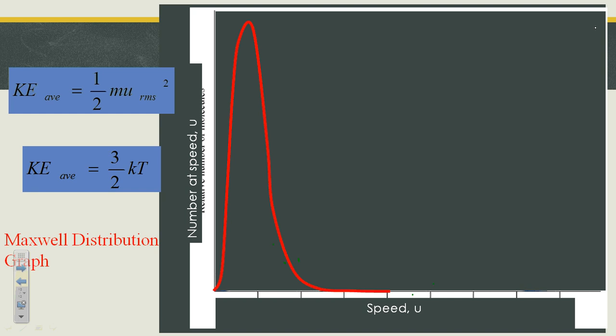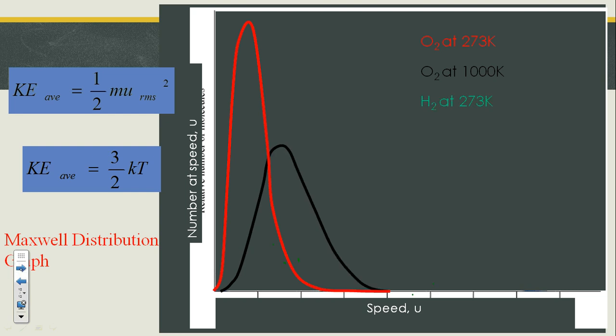All right, now let's look at some of this information. So this is oxygen at 273. Now, if you compare it to the graph of oxygen at 1000, you'll see that the graph is shifted to the right because with increase in temperature, you'll have more higher kinetic energy particles. So the graph is shifted to the right.